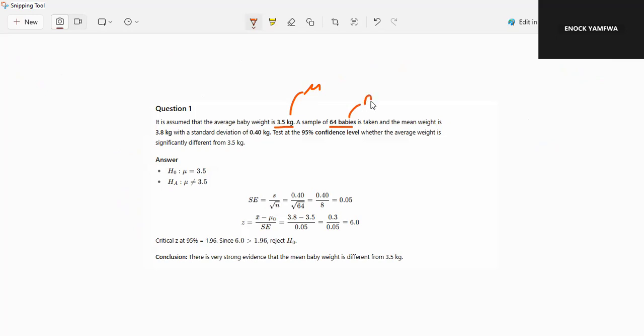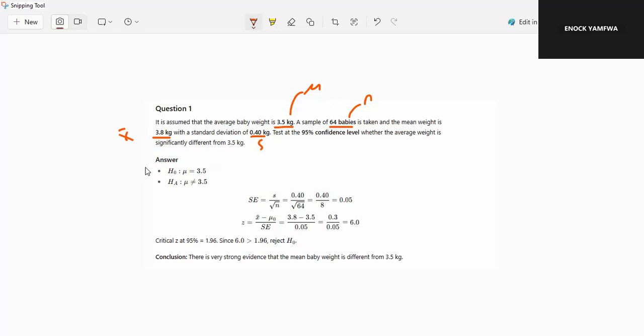So n produces what? Mean. And the mean weight was 3.8. So 3.8 is our x bar because it was actually calculated. The standard deviation is 0.40. So this is our standard deviation. Test at 5% level of significance whether the average weight is significantly different from 3.5.